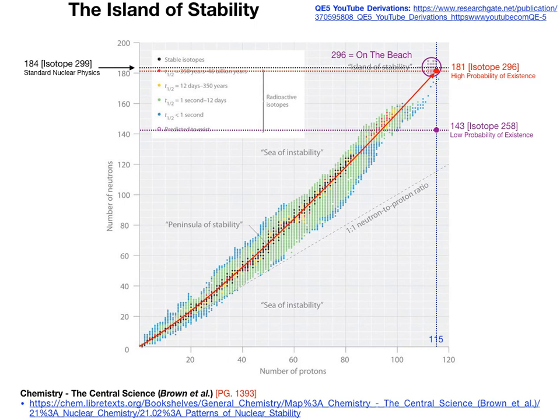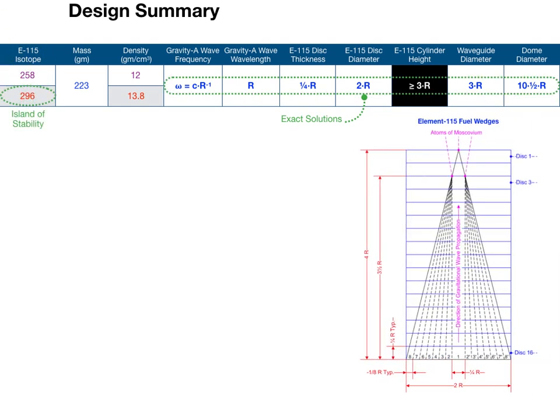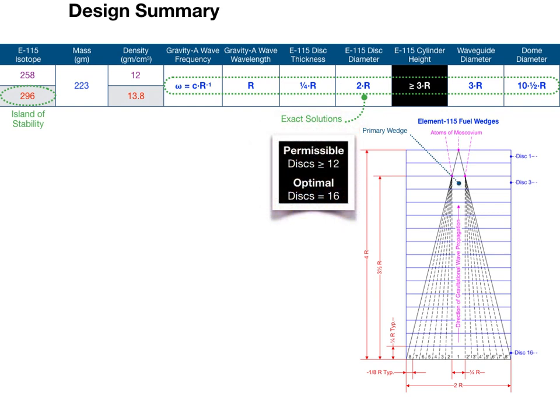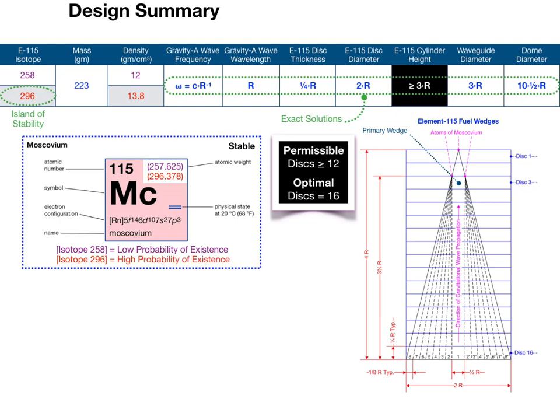Please remember that we have derived our estimate for a stable isotope uniquely and completely independently from the method employed by standard nuclear physics. This is very telling, very reassuring, and should not be dismissed. Let's now summarise what we've learned. Tabulating the totality of our analysis emphasises the fact that we have derived exact solutions for the element 115 gravity A wave, fuel, reactor and waveguide, all expressed in terms of a single parameter r, that is, the gravity A wave fundamental wavelength. This is an astonishing achievement.